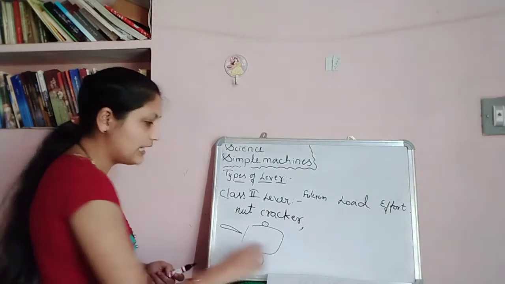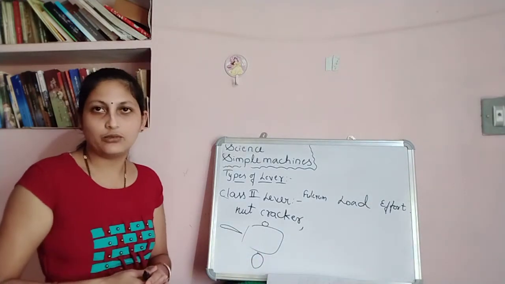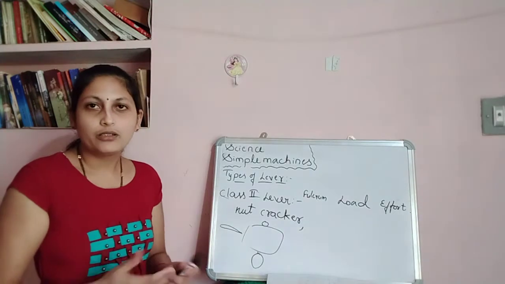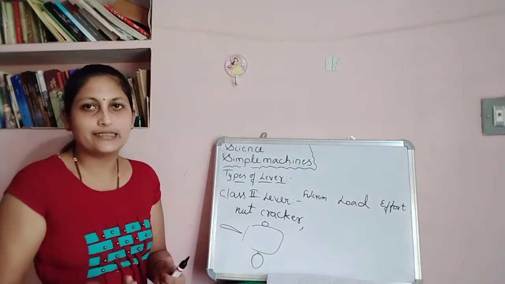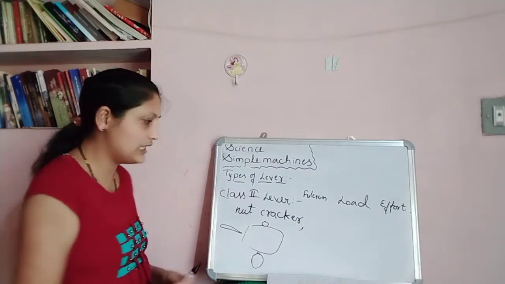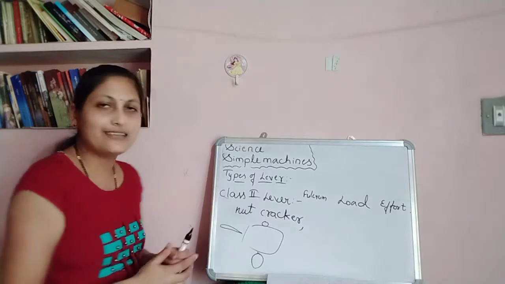So that is called as wheelbarrow. Then bottle opener, you might have seen that, okay? I don't have it here. If you might have seen while using Coca-Cola and some other bottles, to open those bottles we use a bottle opener, isn't it? So that is also an example of class 2 lever.